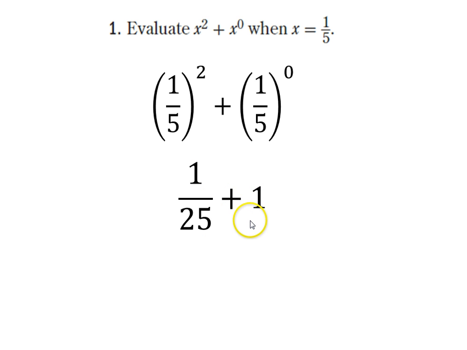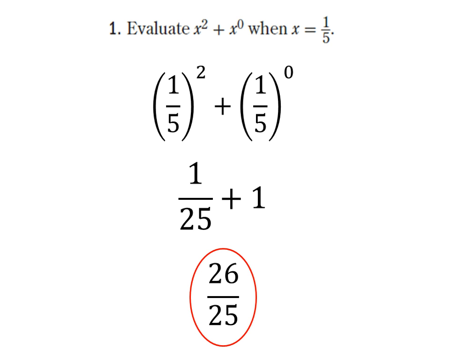If we want to add these two together, we can make 1 into 25 over 25, so we can have common denominators to add these together, and we will get 26 over 25. Or you could say 1 and 1/25. But 26 over 25 is our answer.